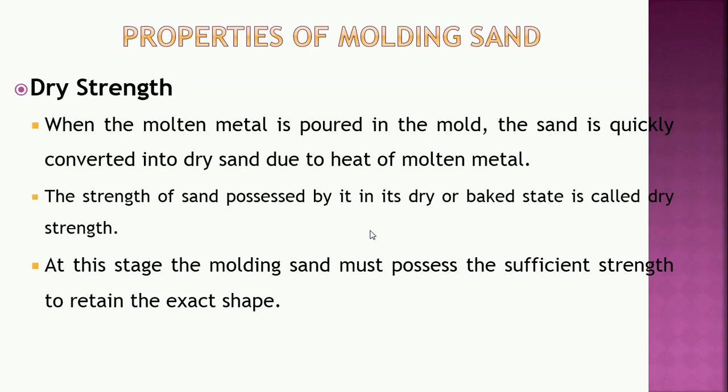The strength of the sand possessed by it in its dry or baked state is called dry strength. At this stage, the molding sand must possess sufficient strength to retain the exact shape. The exact shape of the mold cavity is retained during the dry condition also, because that molding sand has dry strength. Next strength is hot strength. Hot strength means the strength of the molding sand above 212 Fahrenheit temperature. The strength of the molding sand above 212 Fahrenheit temperature is called hot strength.